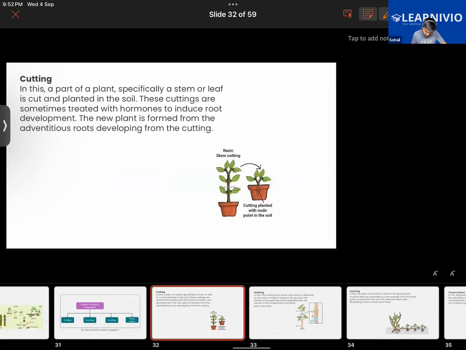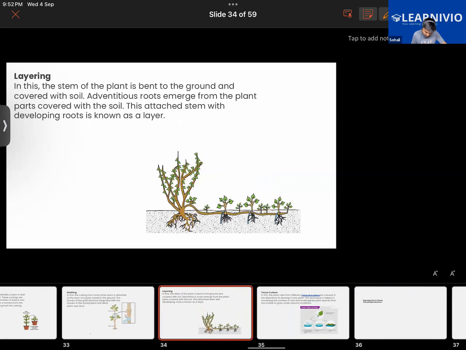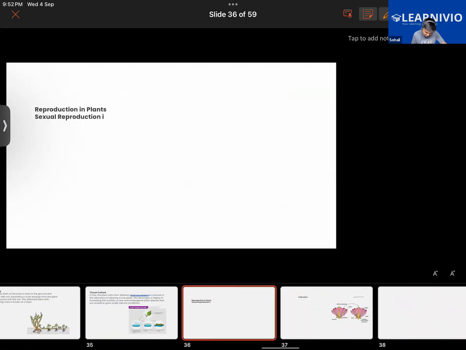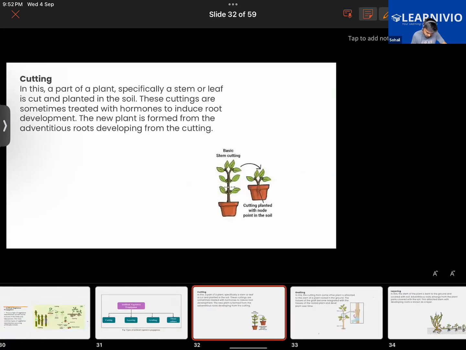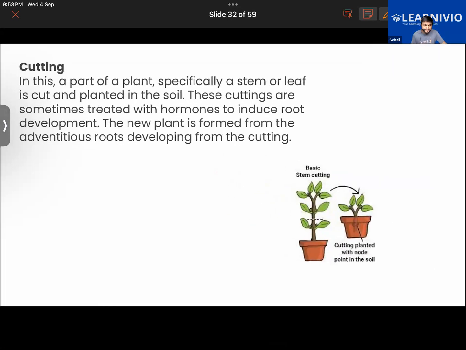See, actually, I don't think we have the image of the node over here. Okay, anyways. Basically, in cutting, what we do now, we take a stem which has nodes present on it. What do we mean by this?